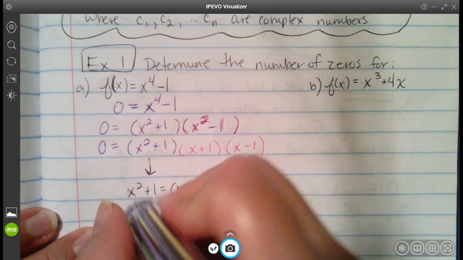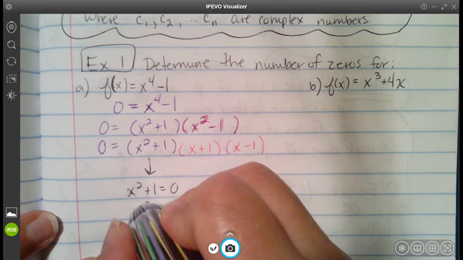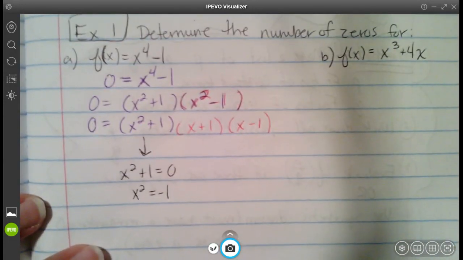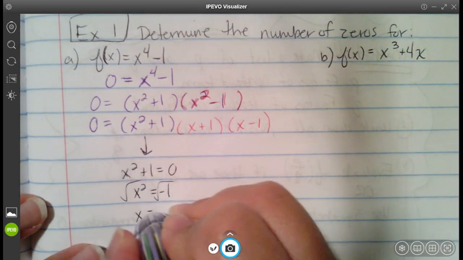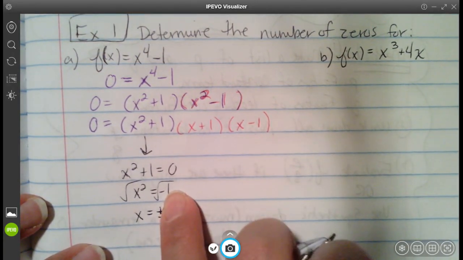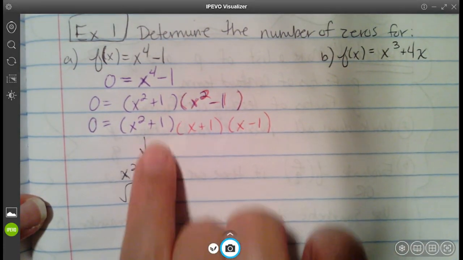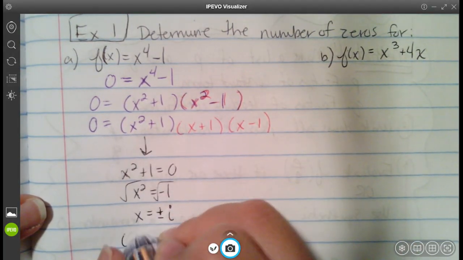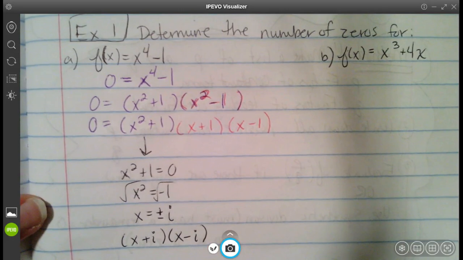to further factor this, which is going to give me x squared is equal to negative 1. And we know that we can't take the square root of a negative, but we also know that we can take the square root if we're dealing with imaginary. So if I take the square root of both sides, I will end up with x equals plus or minus, okay? Remember, the square root of negative 1 is just going to be i. So this means that these factors right here for the purple part are going to be x plus i and x minus i, okay?